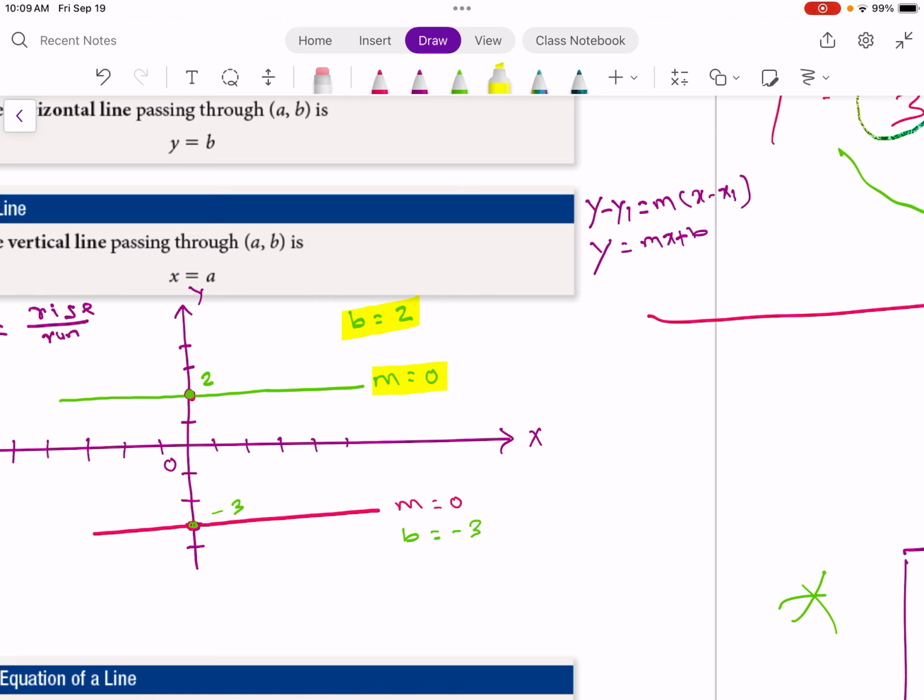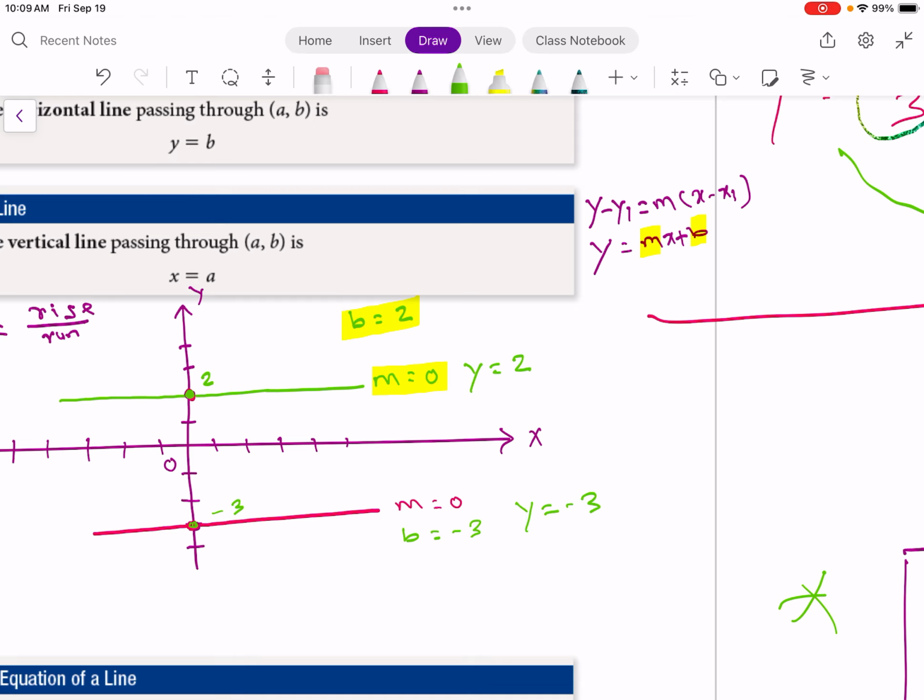y equals mx plus b, because we know m, we know b. So if you substitute m and b, then we have the equation. The equation is y equals 0 times x, which is 0, plus b, our b is 2, so y equals 2. So here y equals -3.